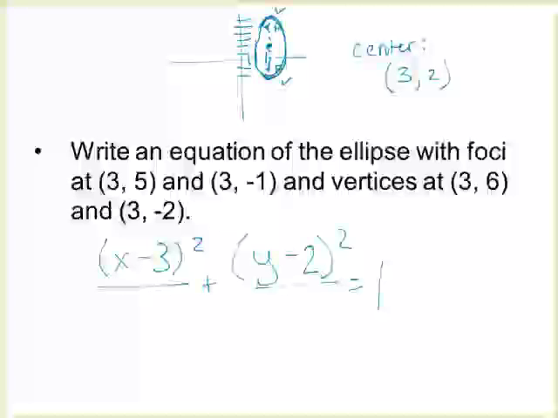The center comes from averaging the vertices, or finding the midpoint of the vertices. So if I find the midpoint between those 2 points, and we learned in our first lesson, midpoint is average the x's and average the y's. So 3 plus 3 divided by 2 is 3. And negative 2 plus 6 divided by 2 is 2.